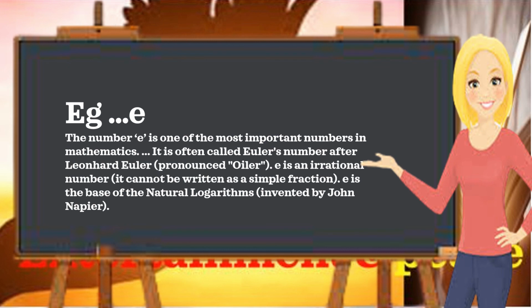The number e is one of the most important numbers in mathematics. It is often called Euler's number after Leonhard Euler. e is an irrational number. It cannot be written as a simple fraction. e is the base of natural logarithms. That was invented by John Napier. Okay.